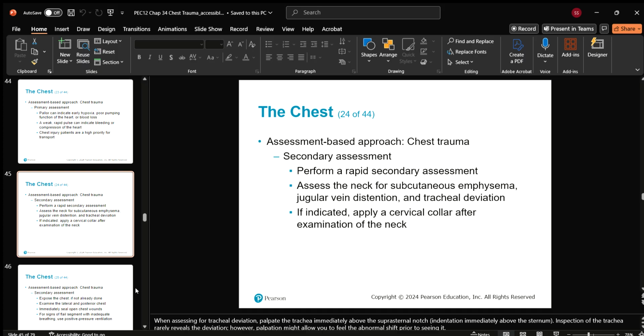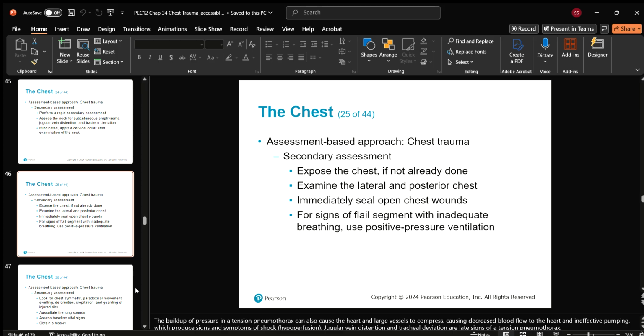All right, like we talked about, assess the neck for any JVD, tracheal deviation, or possibly subcutaneous emphysema. That is air that's trapped in the subcutaneous layer of our skin. And it kind of feels like they have Rice Krispies under their skin. So it's something you can literally see and you can palpate and feel. And always, if there's any possibility of any cervical damage, go ahead and place the C-collar.